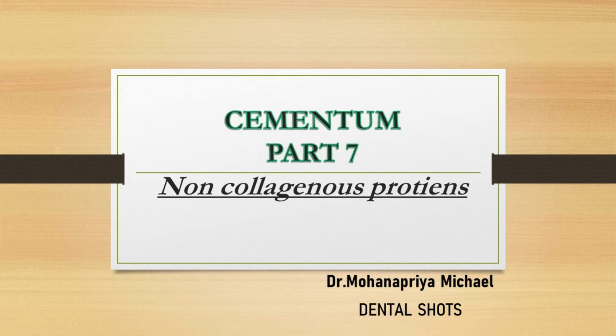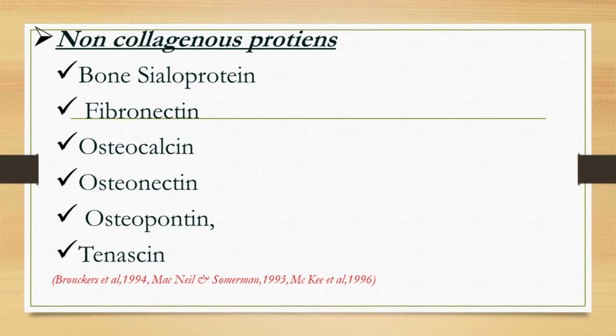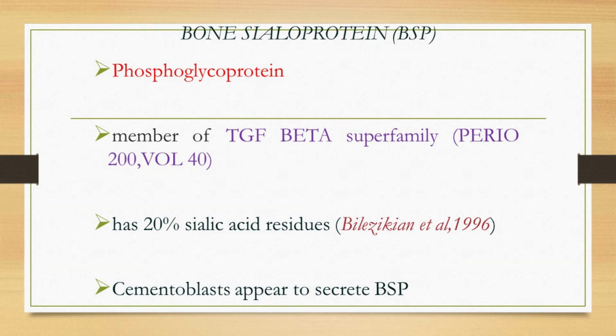Today we are going to see part 7 of the Cementum series, concentrating on non-collagenous proteins of cementum. Bone sialoprotein, fibronectin, osteocalcin, osteonectin, osteopontin and tenascin contribute to the non-collagenous proteins. Let's see them one by one. First is the BSP, bone sialoprotein, which is a phosphoglycoprotein.